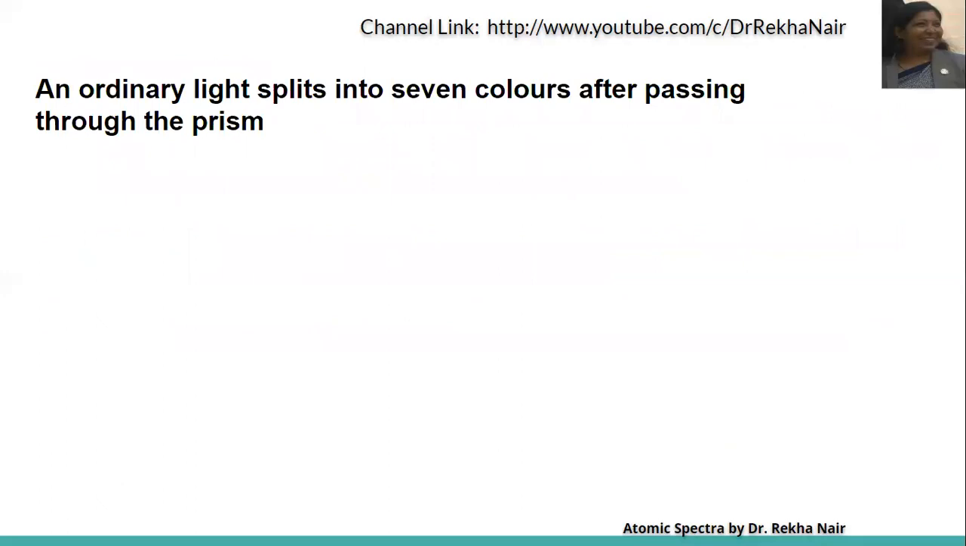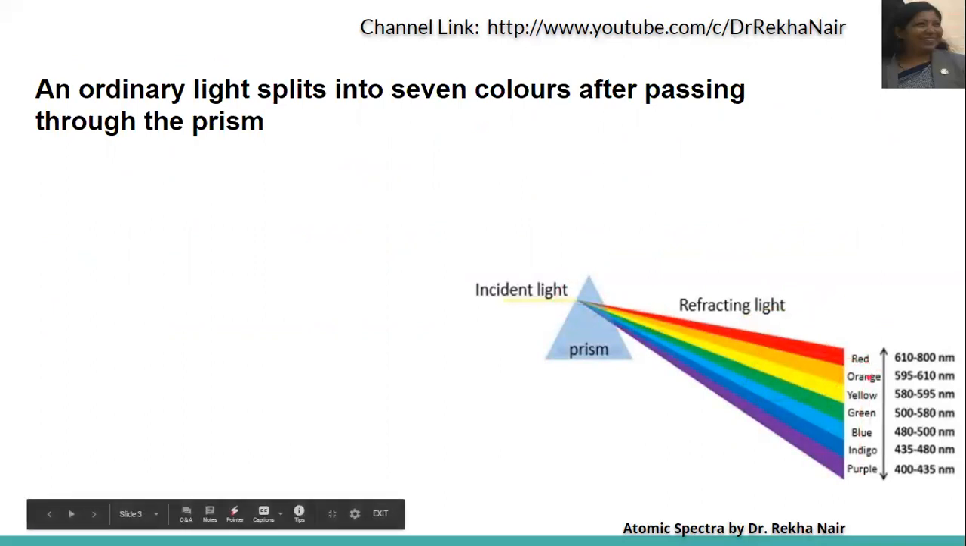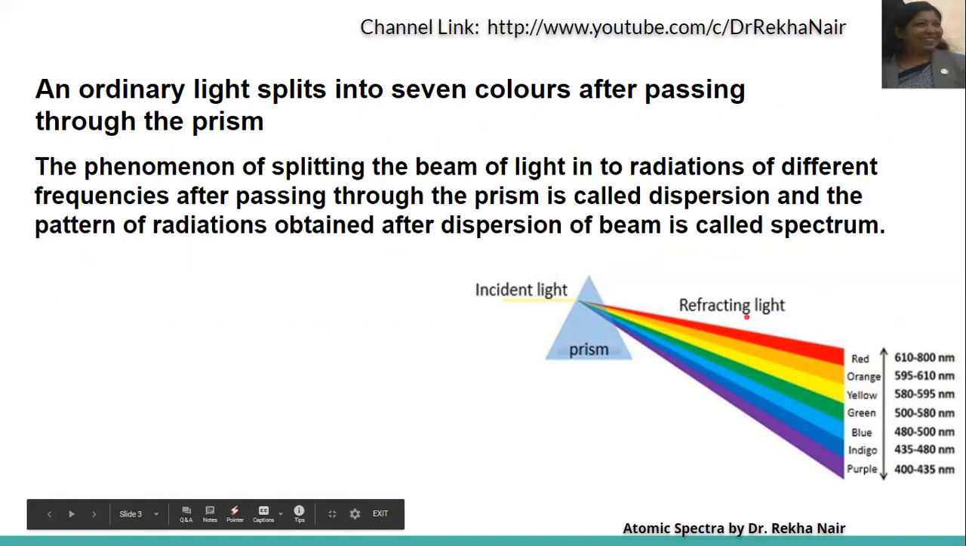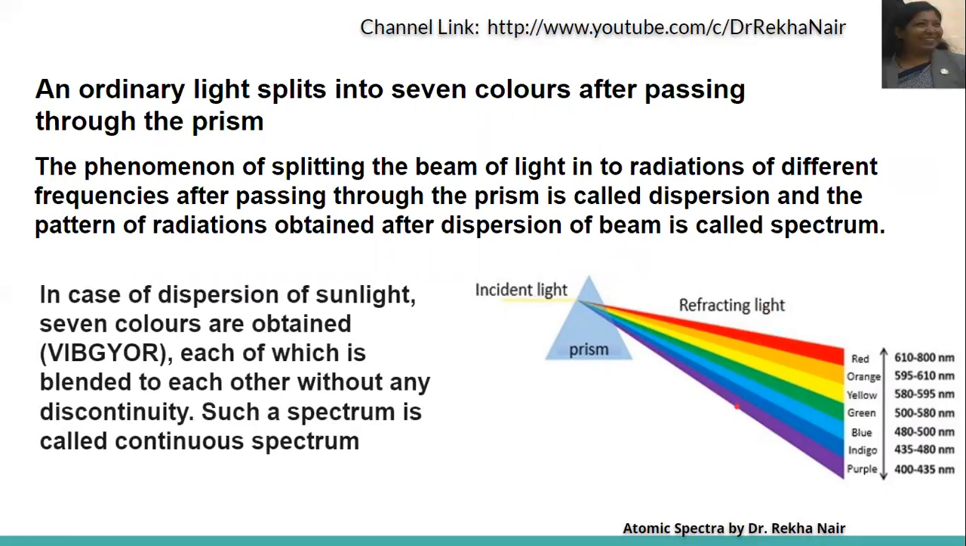Now in case of ordinary light, it splits into 7 colors after passing through the prism. This is VIBGYOR: violet, indigo, blue, green, yellow, orange, and red, and we have different wavelengths for all the colors. The phenomenon of splitting of a beam of light into the radiations of different frequencies after passing through the prism is called dispersion, and the pattern of radiations that we obtain after this dispersion process is called spectrum. So this is a spectrum of ordinary light.